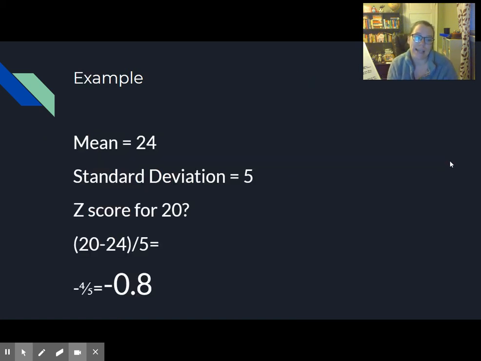So if I tell you that I have a data set, and the mean is 4, the standard deviation is 5, and I want you to find the Z-score for a score of 20, all you would do is you would take 20, the score I want to know about.